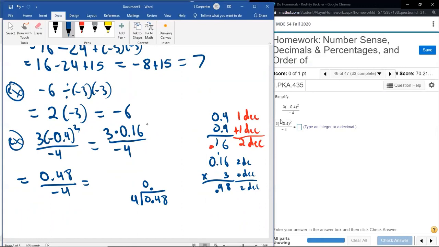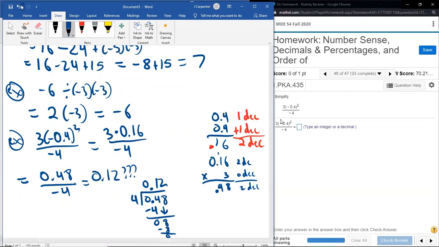4 will go into 0 0 times. 4, and we're pretending these decimals aren't here anymore. 4 will go into 0 4, which is 4 once. 1 times 4 is 4. Subtracting, you get 0. Bring down the 8. 4 will go into 8 twice. 2 times 4 is 8. Subtracts perfectly. So the answer is 0.12, right?